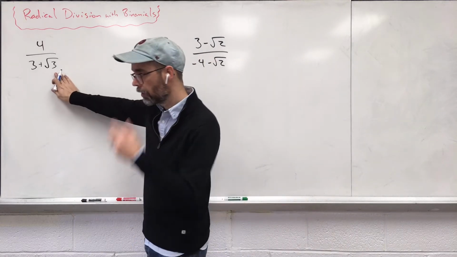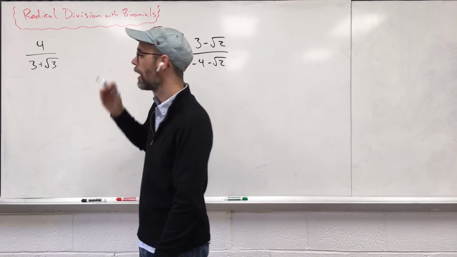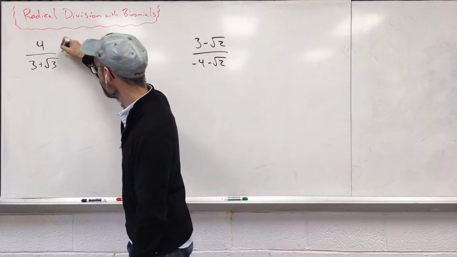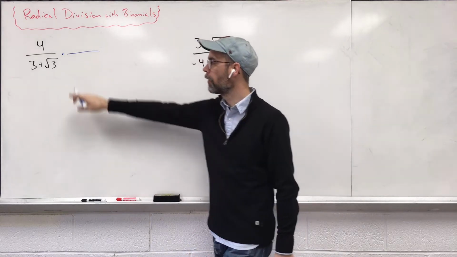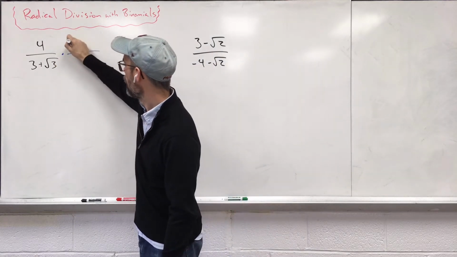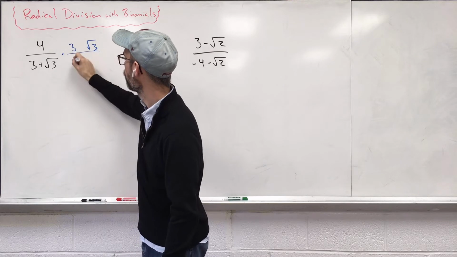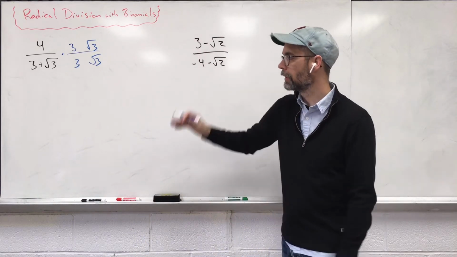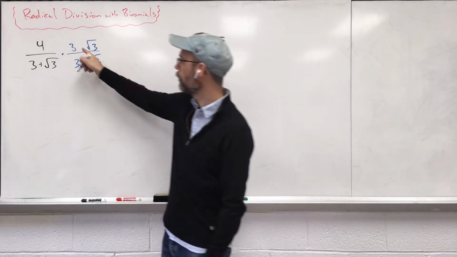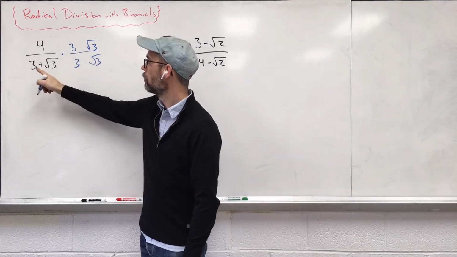Can't have this radical 3, so I'm going to multiply this whole fraction by a value of 1. That value of 1 is going to be something over itself. I'm going to look for the denominator for answers. And I'm going to look for this 3 radical 3. So as long as I have something over itself. Now, if you notice, I didn't put an operation in the middle.